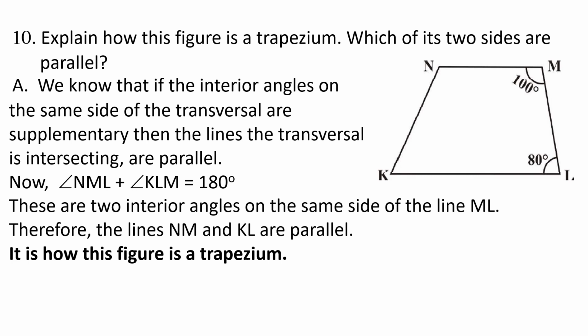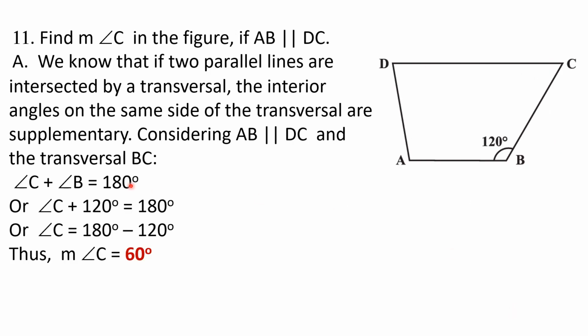Next question, question number 11. Find the measure of angle C, this angle. This angle is given. In the figure, AB is parallel to DC. So DC and AB are parallel, this angle is given, and we have to find out this angle. So we proceed like this.